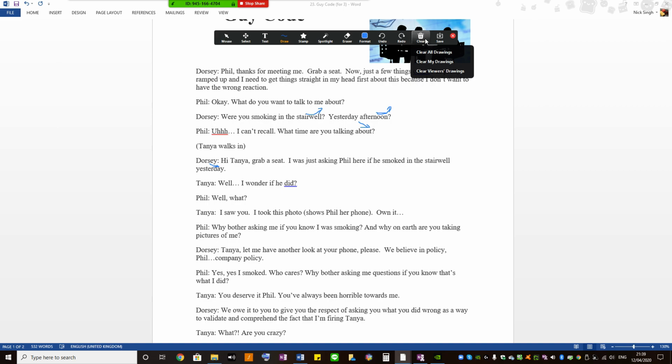Now finally, using Zoom is really useful to teach stress timing, and this is a very hard concept to get across in class. But with stress timing, and if everyone's looking at your screen at the same time, it's quite easy to teach on Zoom. So let's have a look at a simple sentence. Maybe, yeah, let's look at this one again. Tanya, grab a seat, I was just asking Phil here if he smoked in the stairwell yesterday. Just asking Phil here. Alright, so this is a good spot to show stress timing.